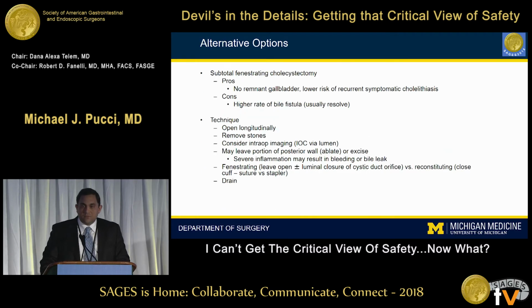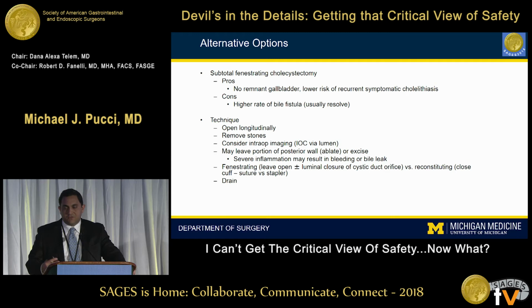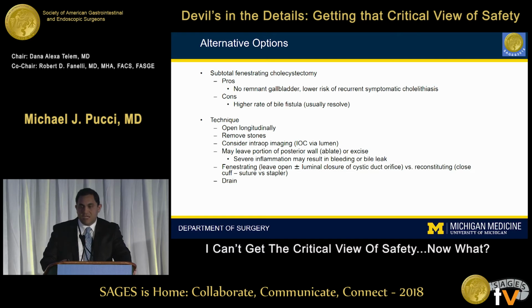So the subtotal cholecystectomies, the different subtypes, they have advantages and disadvantages. Pro of fenestrating is a lower risk of recurrent biliary events, but has a higher rate of bile leak. In general, for subtotal cholecystectomy, the technique is to start at the fundus and open the gallbladder longitudinally, remove the stones.